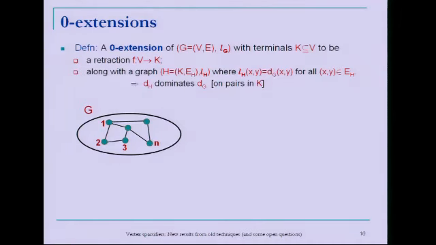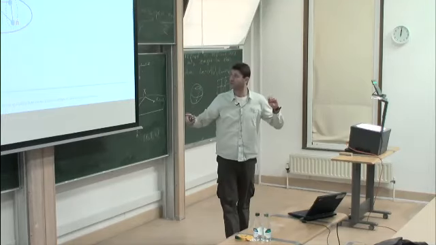We have a retraction. It's a map that maps every vertex to a terminal. And in addition, I want a graph on the terminals. I'm going to call it H. So it's a graph on the terminals. We have also lengths on this new graph, so it's like new distances. And I have the property that whenever I have an edge in this smaller graph H, it agrees with the distance in G. But it's only on terminal to terminal distances.